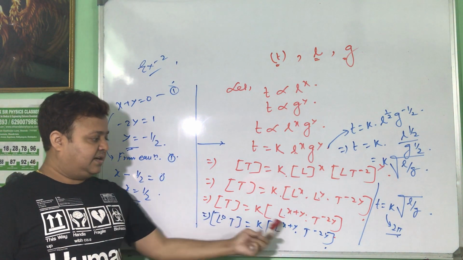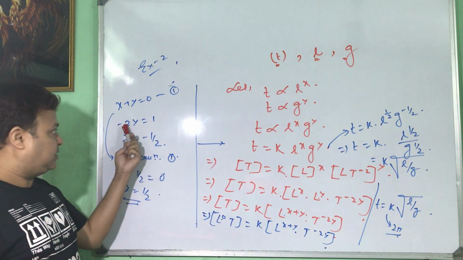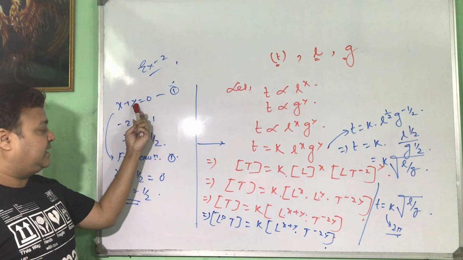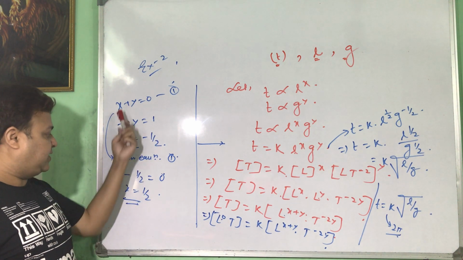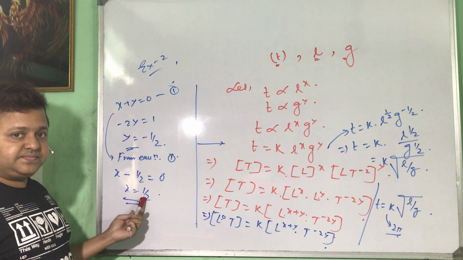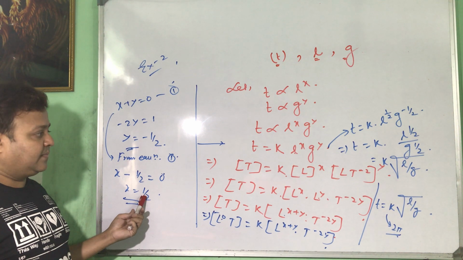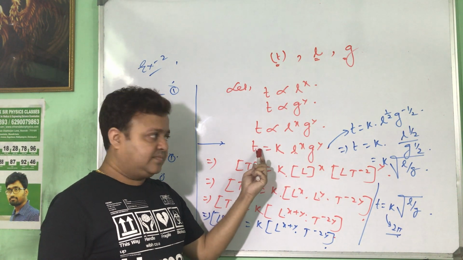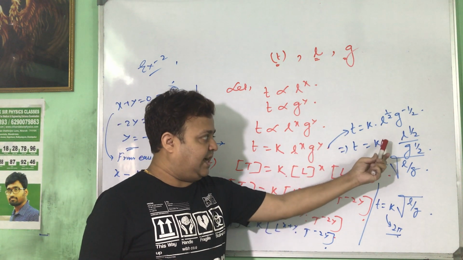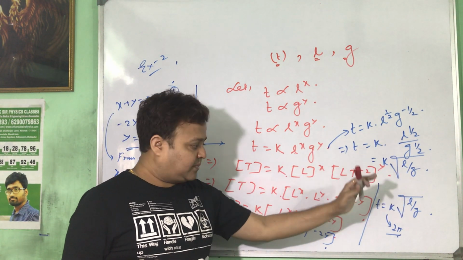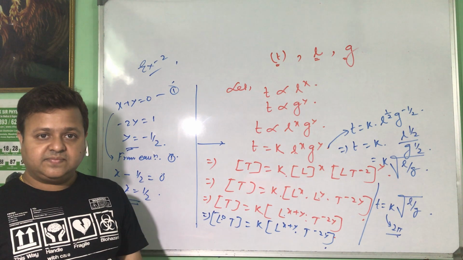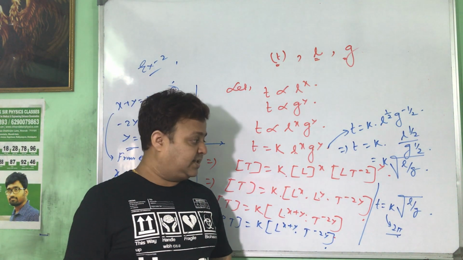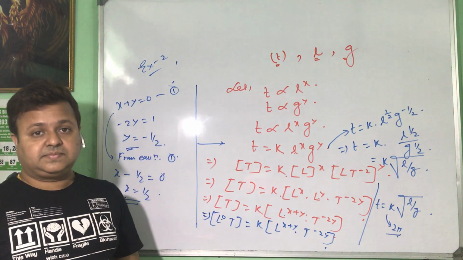Power of T is 1, this is minus 2y, so minus 2y equal to 1, so y equal to minus half. Put the value of y in this equation, so x equal to plus half. Put the value of x and y in the main equation, then it becomes T equal to K into root over of L by G. Experimentally the value of K is 2 pi. If we know the equation, then put the value of K, otherwise this is the final answer.